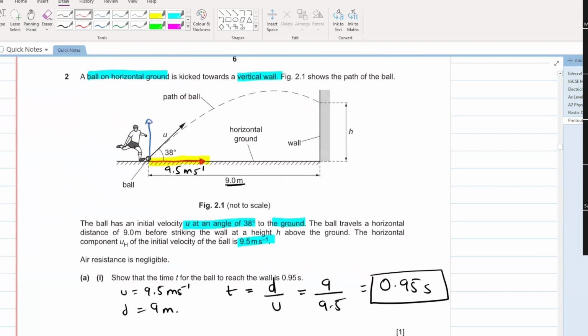Do you realize one thing that I haven't highlighted here? What is one favorite statement of mine and the examiner's? Air resistance is negligible. That means acceleration is 9.81 m s^-2. You only know the magnitude of the acceleration. How are you going to calculate the sign of the acceleration?